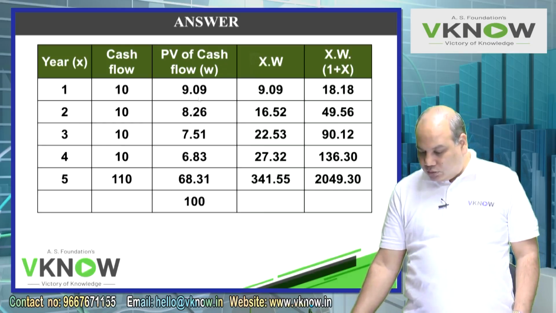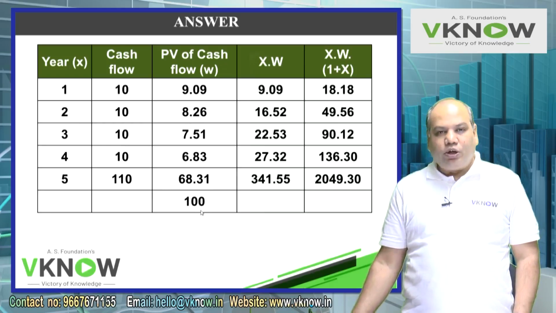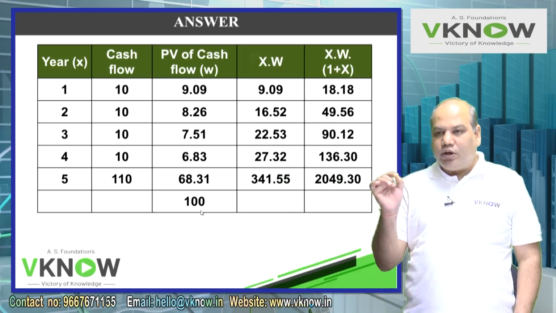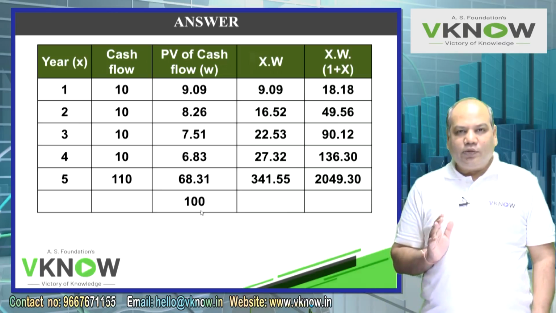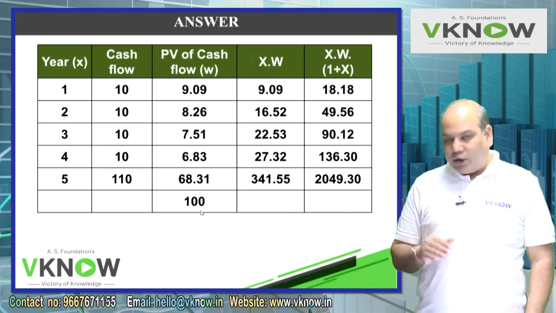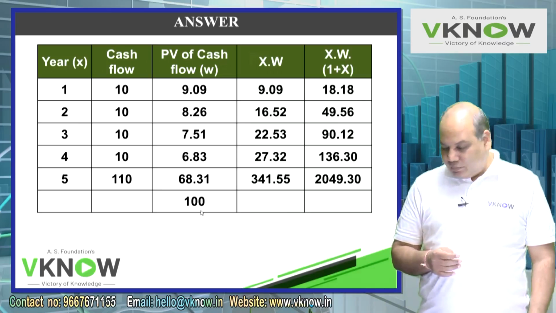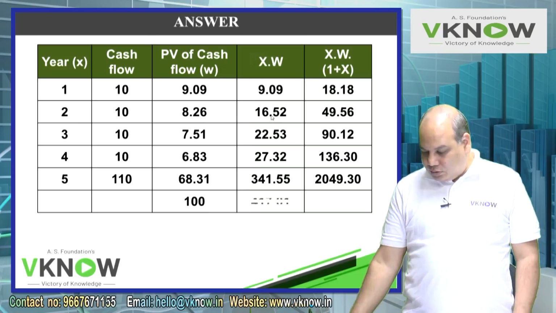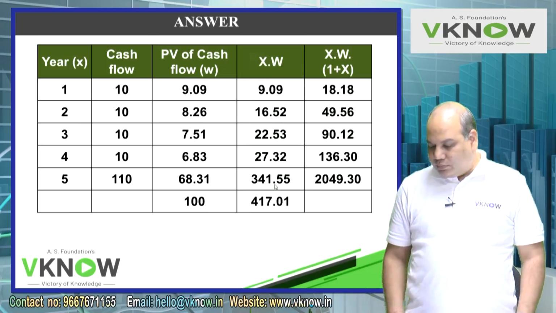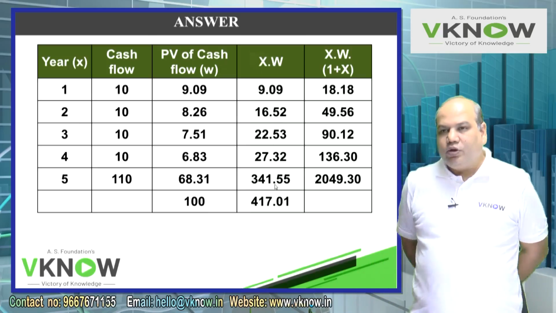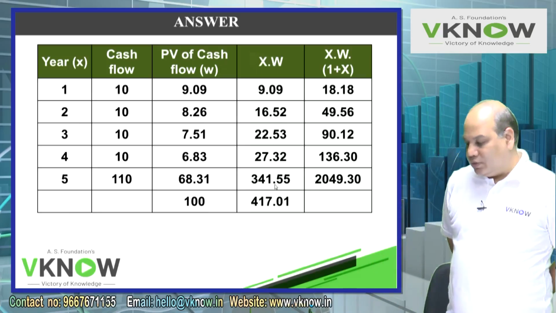Now take the total of the PV of cash flow, that is the total of the weights, and it should come to 100 rupees because the discount rate and coupon rate are both 10%, and redemption is also at par. Then take the total of this column, which will help you to find duration.